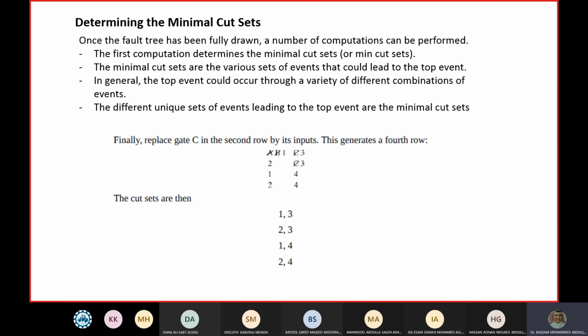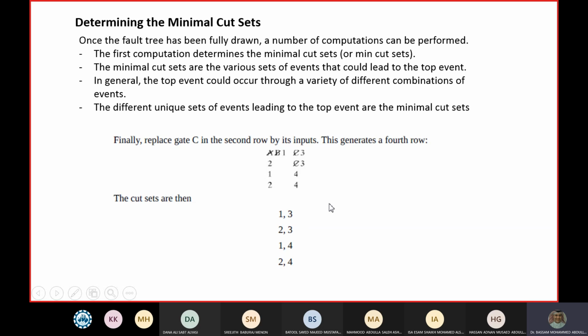It's all about reliability, sorry, the probability, and how to calculate the possible connections. There's another word that I cannot get in my head. So these are the cut sets: 1 and 3, 2 and 3, 1 and 4, and 2 and 4.